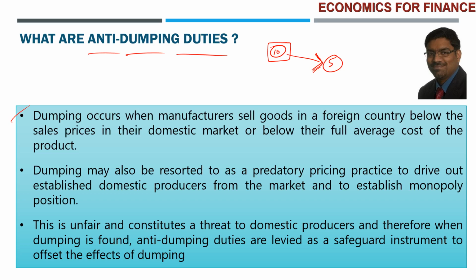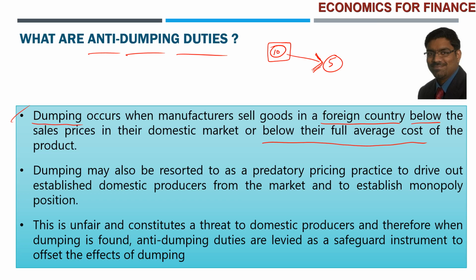Then that amounts to dumping. When any manufacturer sells the goods in a foreign country below the sale prices in the domestic market, or even below their full average cost of the product. Actually, the cost of the product itself they are not covering. Full average cost, not just variable costs. If they are not covering their full average cost also, that means they are selling at a loss, but still they are selling in other countries. Why are they doing that? Whatever the reason it might be, that is called dumping.